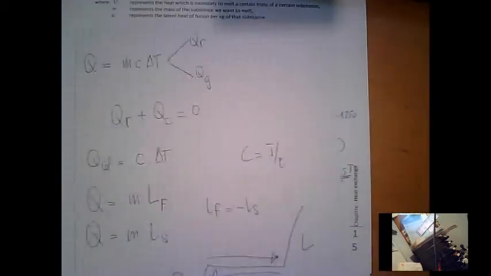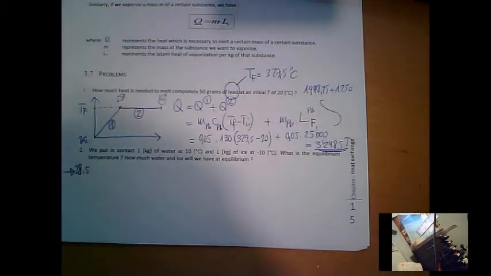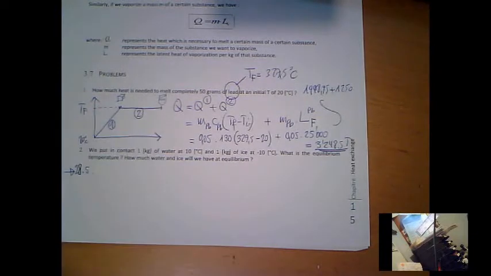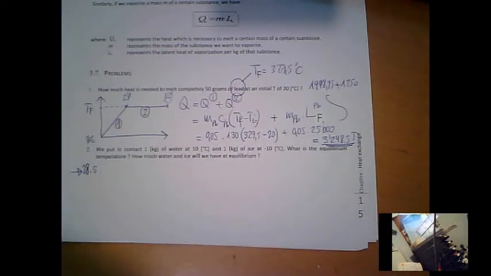Okay, that was more or less a very bad resume of what we did. Okay, and now we have to solve this exercise. We put in contact 1 kilo of water at 10 degrees and 1 kilo of ice at minus 10 degrees. What is the equilibrium temperature and how much water and ice will we have at equilibrium?